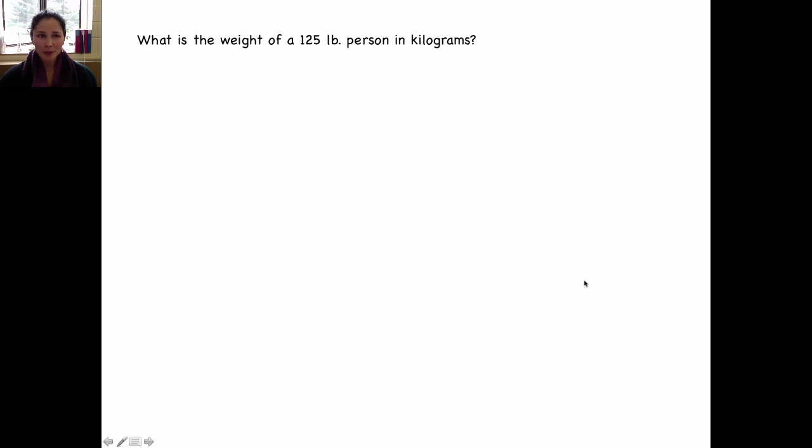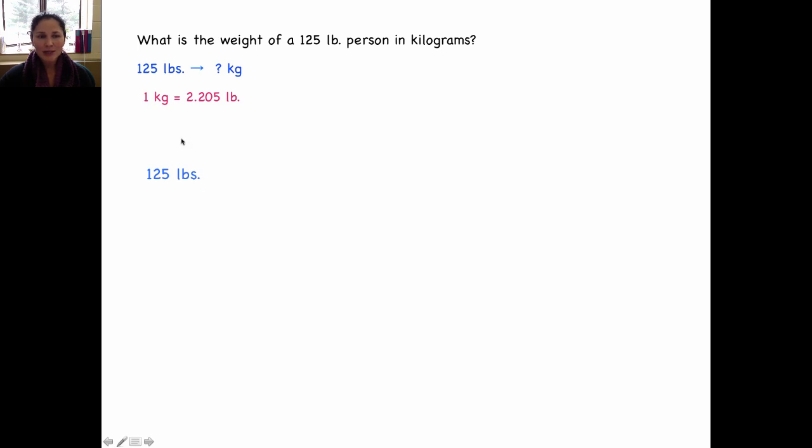Let's look at another example. What is the weight of a 125-pound person in kilograms? And so what we're trying to do here is convert 125 pounds to kilograms. So we need a way to get from the pounds unit to a kilogram unit. From your activity, you will be able to see that 1 kilogram is equal to 2.205 pounds. And this is a direct way that you can get from kilograms to pounds. So this is the equivalent unit that we will use to convert 125 pounds to kilograms. You set it up like this.